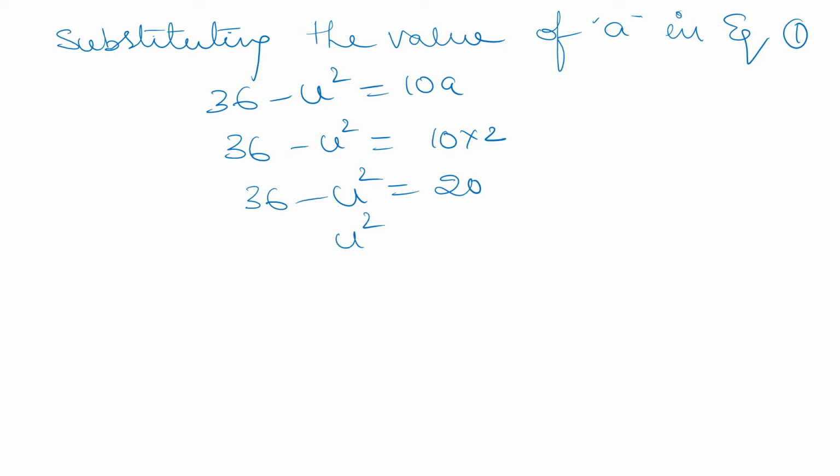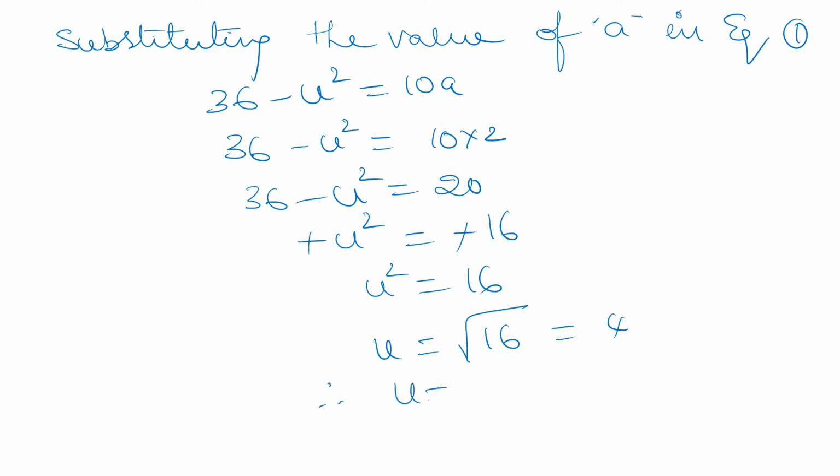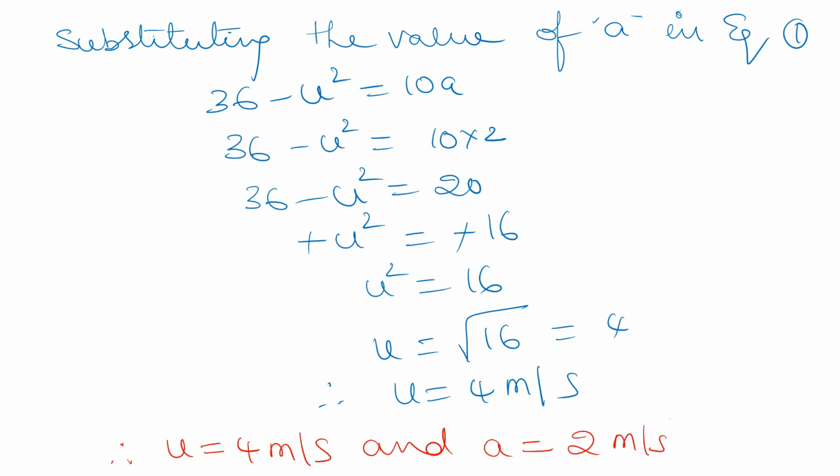So U square is equal to 20 minus 36. Minus U square is equal to minus 16. The minus signs cancel, so U square is equal to 16. U is equal to root of 16, that is 4. So therefore U is 4 meters per second. So finally, initial velocity U is equal to 4 meters per second and acceleration A is equal to 2 meters per second square. Okay. Next we will go to the next question.